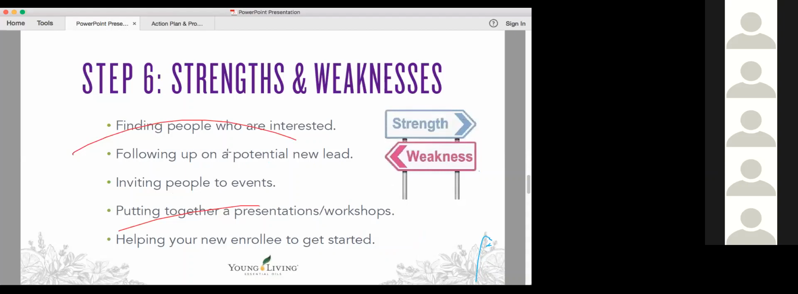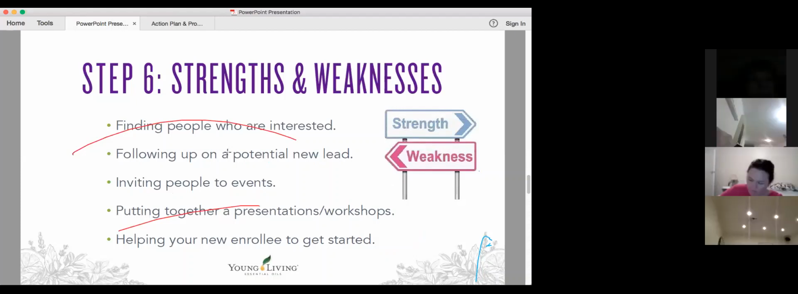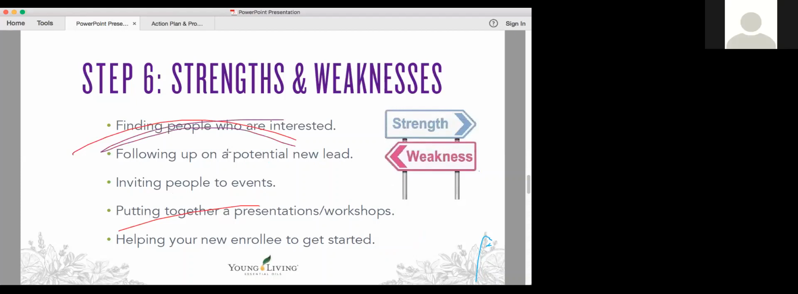So then the next step that you're going to do is identify your strengths and weaknesses. It's so important for us to connect with those things. Now, what I want you to do is write down these 7 things.